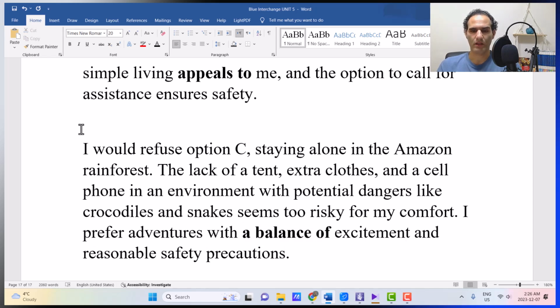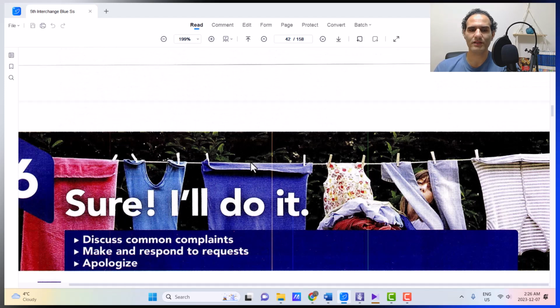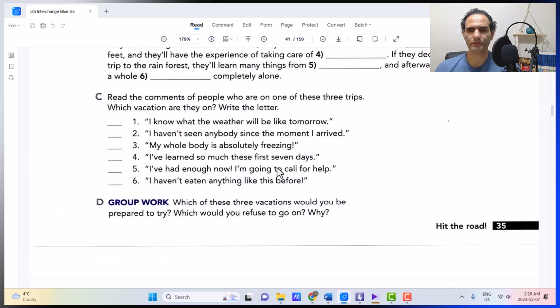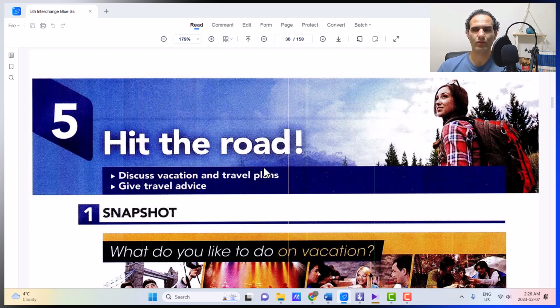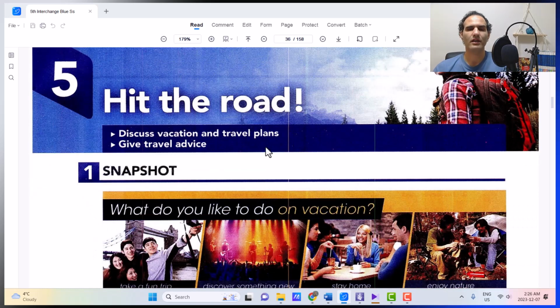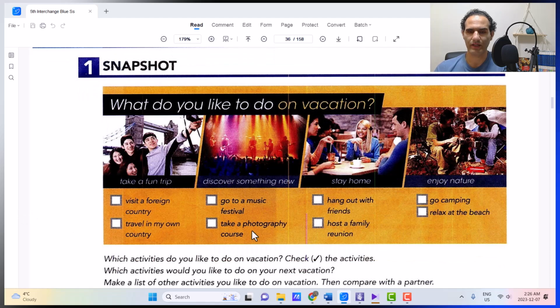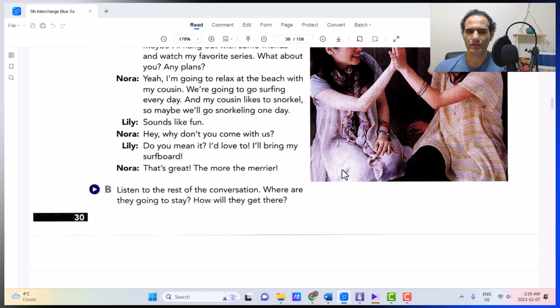Okay, so this was the reading and the answer to the parts, and it looks like we are done for this session. Next session we will go to unit 6. But as a summary of the session that we worked together today, we talked about travel, adventure, vacations, and different options to do on a vacation. The conversation was not very difficult.